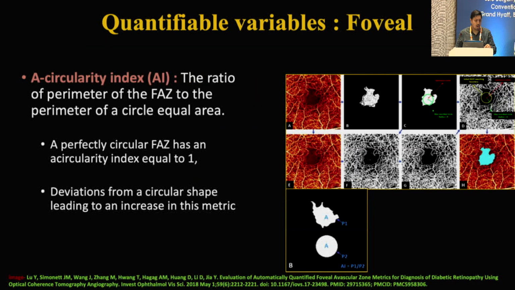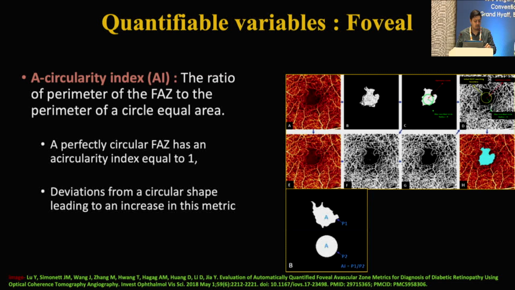So then how do we deal with it? We deal with it with some parameters which are not affected by confounding, one of which is the acircularity index. The acircularity index is the ratio of the perimeter of the foveal avascular zone to the perimeter of a circle of the same area. This is one variable which is not affected by the axial length or the magnification happening by the OCTA.